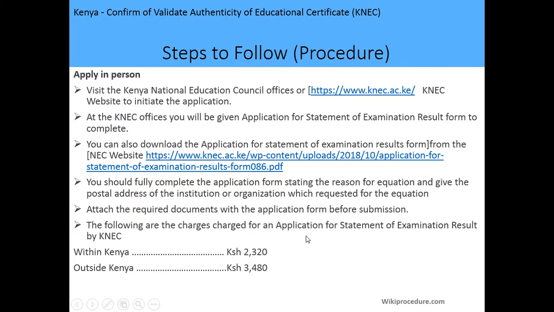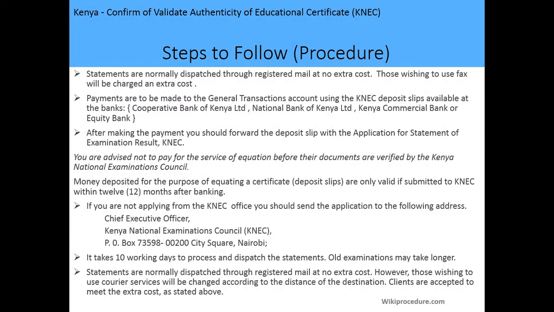The following are the charges for application for statement of examination results by KNEC. If the institution is within Kenya, 2,320 is charged. If the institution is not in Kenya, 3,480 is charged for the application. You need to know that statements are normally dispatched through registered mail at no extra cost. But those who wish to have their statements dispatched through fax machine will be charged an extra cost. We are going to look at the cost as we move on.